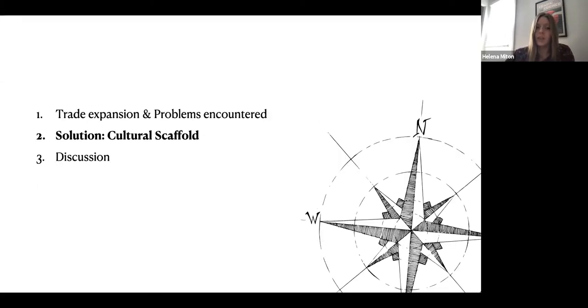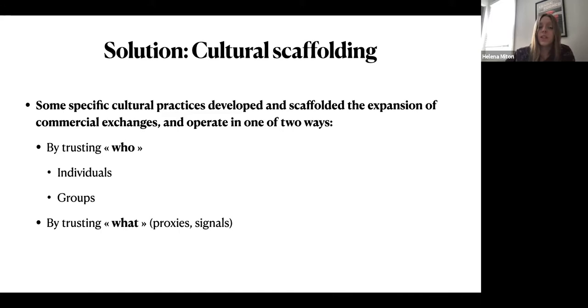And now I'm going to move on to what I think solved this problem and offered the possibility for trade and commercial exchanges to expand and scale up. The proposition I have is that some specific cultural practices developed and scaffolded the expansion of commercial trade. And they operate in two main ways, either by offering a who, so either individuals or groups to trust, or by offering a what, so proxies or signals that you can trust instead of trusting the person you're going to exchange with.